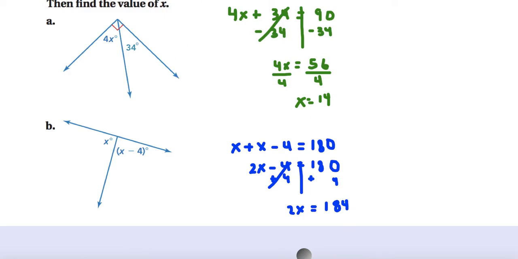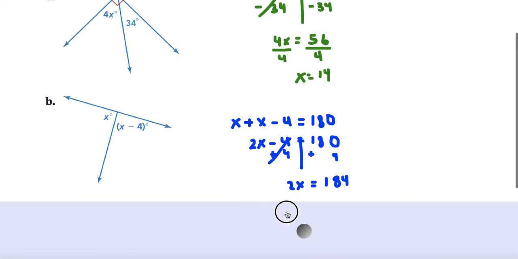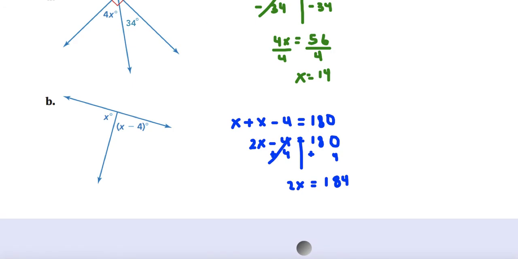My last step is to use inverse operations to get x by itself. So I'm going to divide both sides by 2. 184 divided by 2 equals 92. And that is how you solve for your value of x.